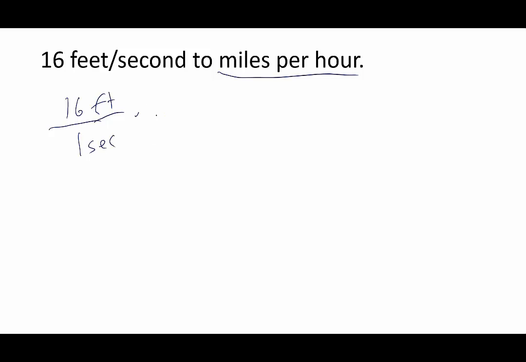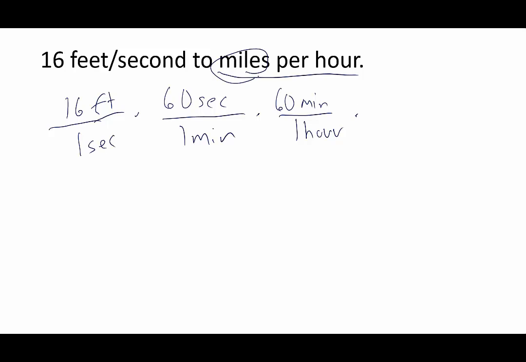First thing we need to do is find out how many feet it can go in a minute. There are 60 seconds in 1 minute. And whenever we get to the end, we can cancel out our units. So if we multiply this together now, we'll find out how many feet we can go in 1 minute, but we're looking for miles per hour. So let's go one more step: 60 minutes in 1 hour. Then ultimately, we need to go to miles.